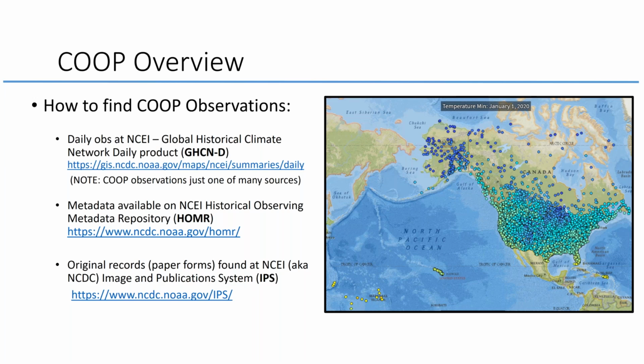And that's just an idea of what minimum temperature looked like as we started off this new decade. If you want to know about particular stations, how long they've been around, the metadata is also very helpful. And they have that on what's called their HOMR site. That's the Historical Observing Metadata Repository. And I'm including the links on these slides. And I hope they'll be made available to people afterward, because it's a lot of fun to look around at some of this. Also, if you want to look back at some historical records, maybe you're doing a research project and you want to know about some of the temperatures or precipitation that was collected over time, you can go back and actually find the original paper forms at NCEI in their Image and Publications System. And yes, they go back quite a ways.